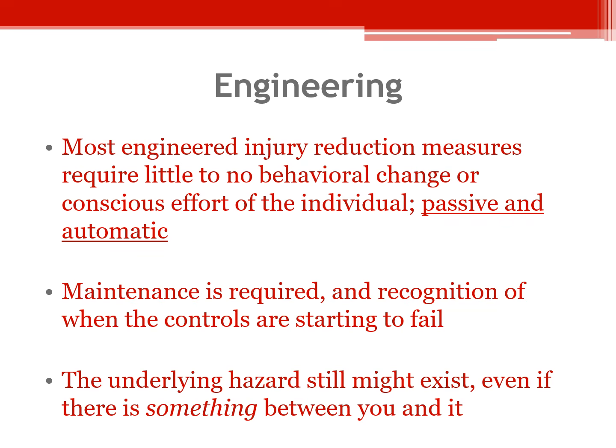Now, with that being said, initial training is required on how to use it and why to use it, and then also maintenance is required. Engineering controls can fail over time. They can break, they can corrode, and people who are using engineering controls need to be trained to recognize when the controls are starting to fail so that, if they're in a workplace, they can put in a request to have it repaired.